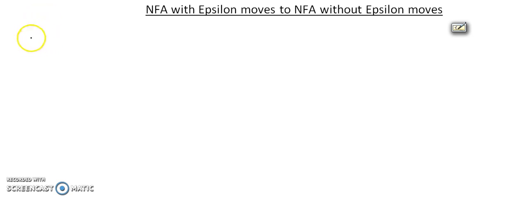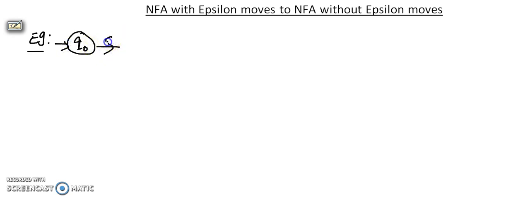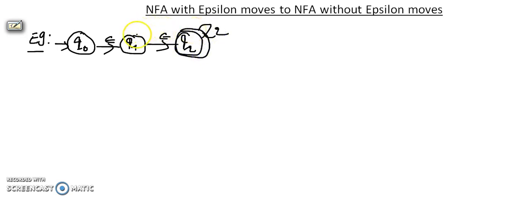so this is one example. Q naught is the initial state, epsilon to Q1, epsilon to Q2, make this one the final state. Q1 with 1, and Q naught with 0. Take this one as an example of NFA with epsilon moves.